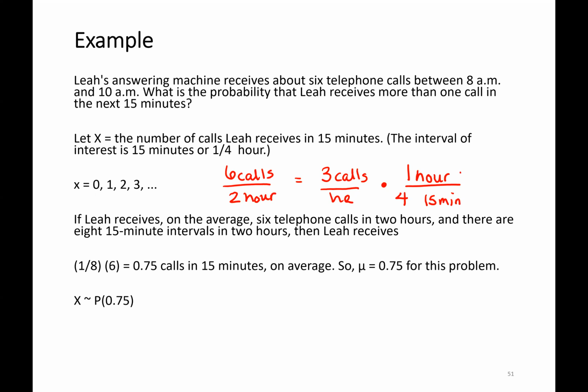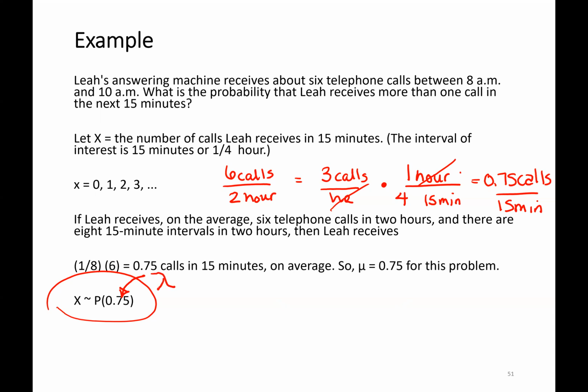So if I then, the hours divide out, so I can see now how many calls I get in 15 minutes. I get 3/4 of a call in 15 minutes, or 0.75 calls in a 15-minute period. So this is Poisson because the only information we have is that the average is 0.75 calls in 15 minutes. So the random variable is a Poisson distribution with this 0.75.